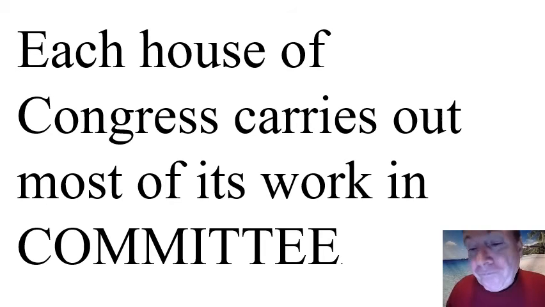So there's certain laws Congress can't pass, and there's certain laws that it can pass. So how does it pass the law? Well, most of the work of Congress is carried out in committees. In the House and in the Senate, they divide themselves up into smaller groups, just like at school.